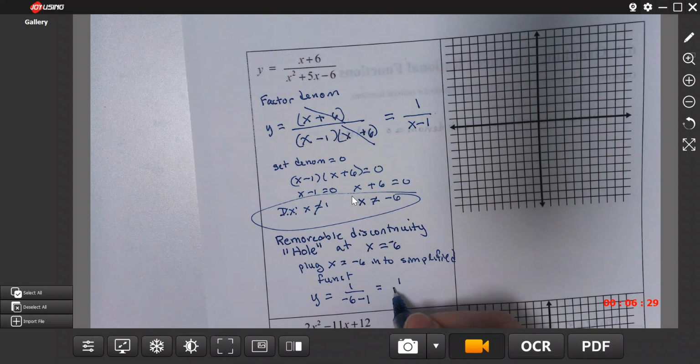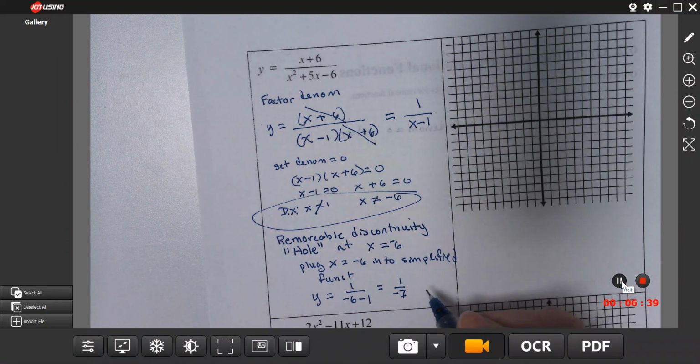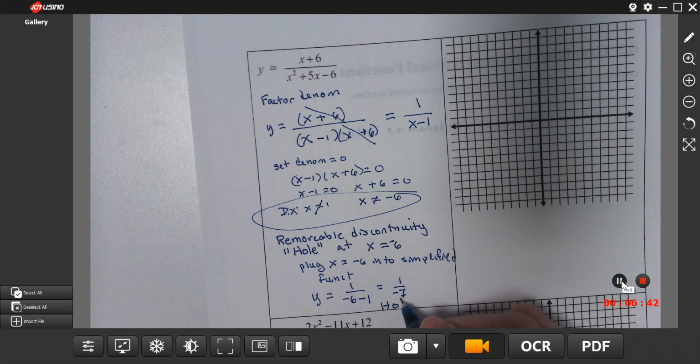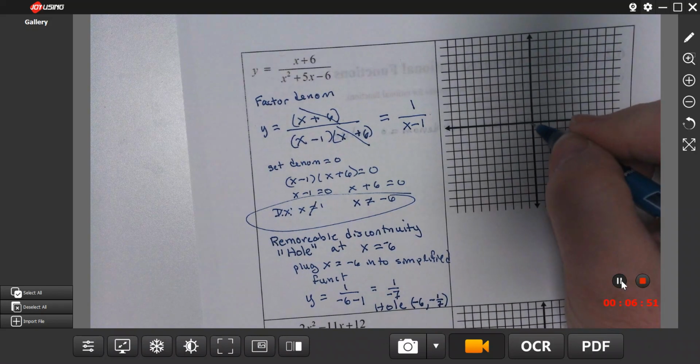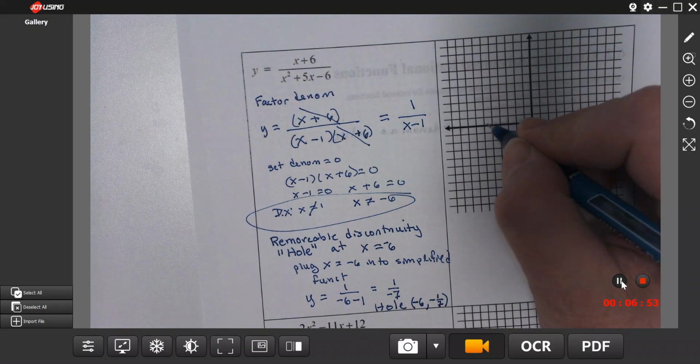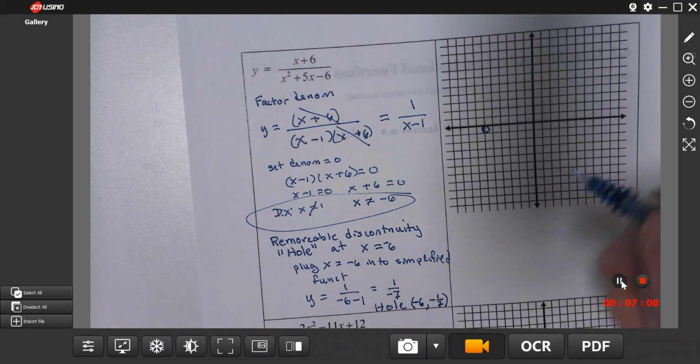So that's 1 over -7, so my hole is going to be at the point x was -6 and y is -1/7. So I'm going to put that on the graph. So I go to -6, 3, 4, 5, 6, and -1/7 is really small. I'm going to draw a gigantic hole though so I can see it.